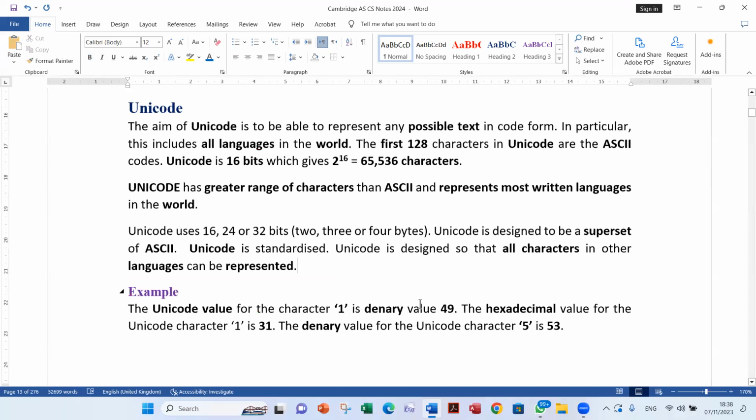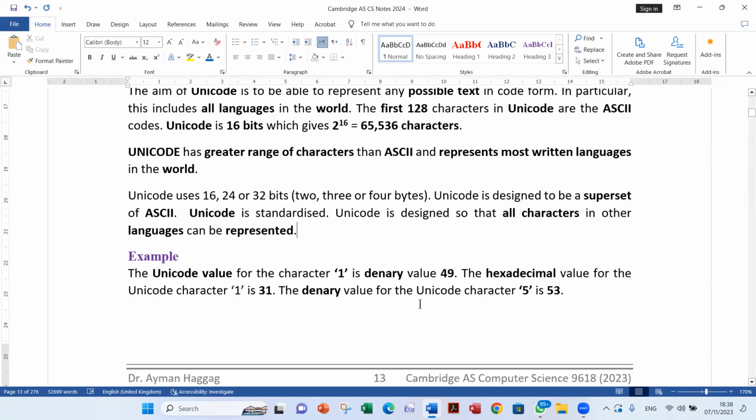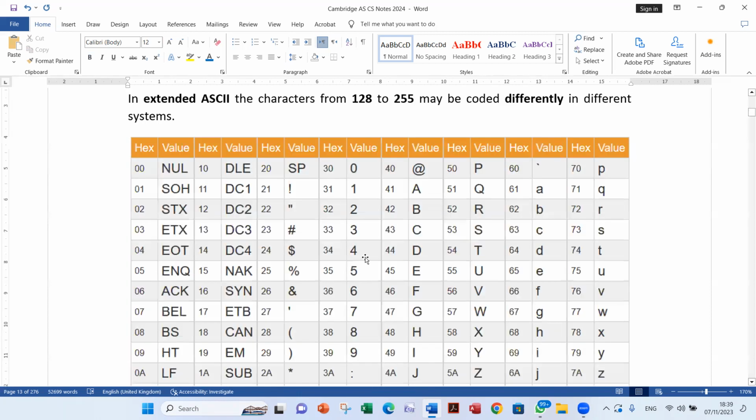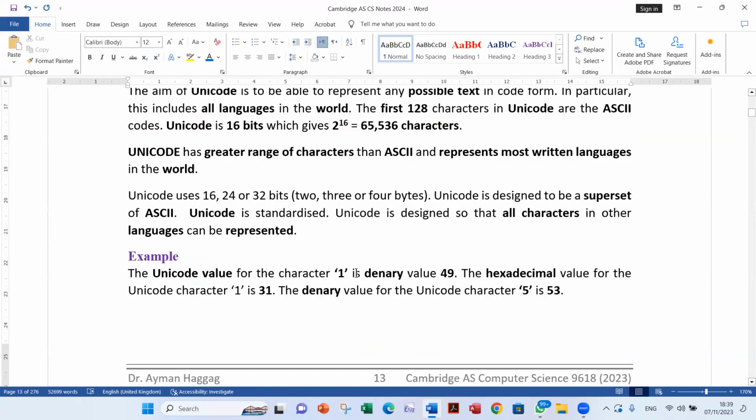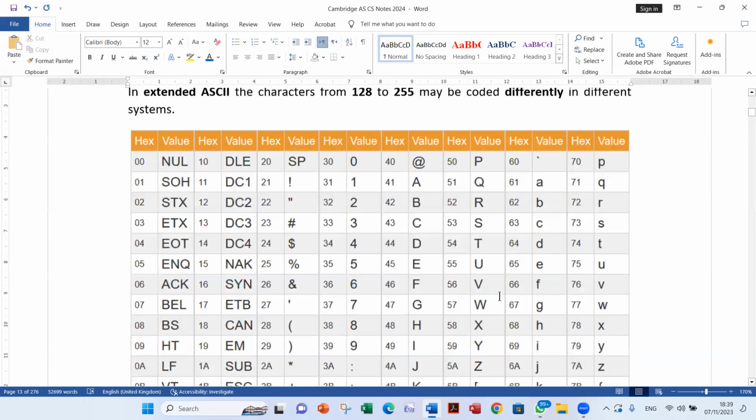Okay, the Unicode value for character 1 is denary 49. The hexadecimal value for the Unicode 1 is 37. The denary value for Unicode character 5 is 53. So they give you the Unicode or the ASCII code or whatever for 1, because 1 is also represented here as an ASCII. Okay, so you just count. So 1 and you go to 5. It's just counting. Okay, but here it is denary.